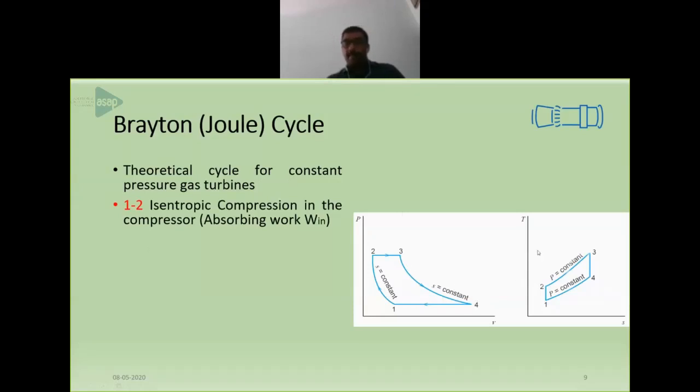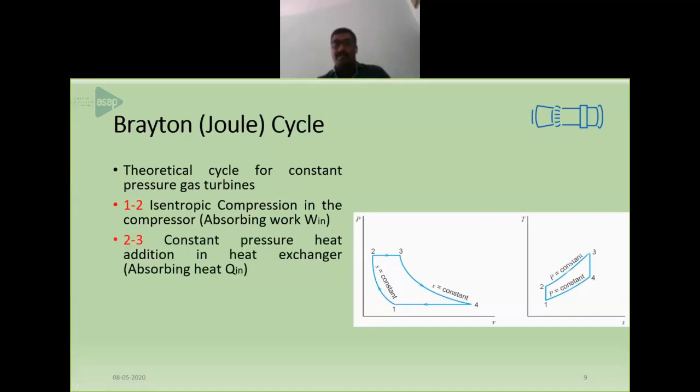You can see a PV diagram. This is a PV diagram and this is a TS diagram. You can compare both the PV and TS diagrams when the processes are explained. So 1 to 2 is isentropic compression in the compressor. Isentropic compression, as we know, may be an ideal situation. We will see it later. So during this isentropic compression, W in, that is the work of compression or work required for the compressor, is absorbed. So 1 to 2 is a work consuming process.